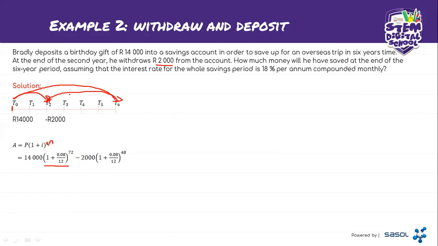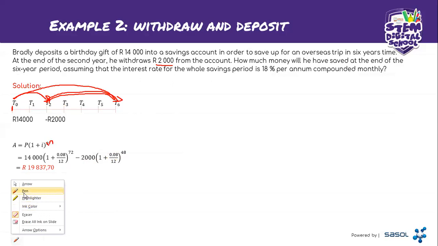We're going to calculate from here up to here, but remember minus, because we're taking it out, which is 2,000, and the interest rate is still the same, 0.18, compounded monthly, 12. Then we check how many years from this one to this one: 1, 2, 3, 4. Then 4 times 12 gives us 48. Then you just press your calculator, and it's going to give you this amount of money, which is 19,837.70. So that is the money that Brently will get.